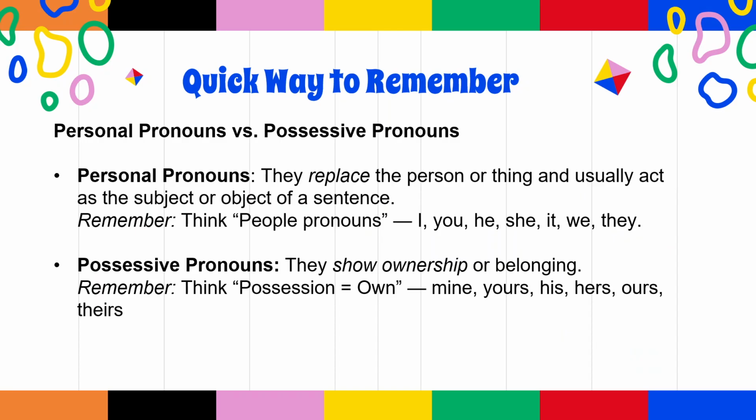What are some quick ways to remember whether it is a personal pronoun or a possessive pronoun? If it is a personal pronoun, remember that they replace the person or thing and usually act as the subject or object of the sentence. So you can remember it like this: think people pronouns. That is I, you, he, she, it, we, they.